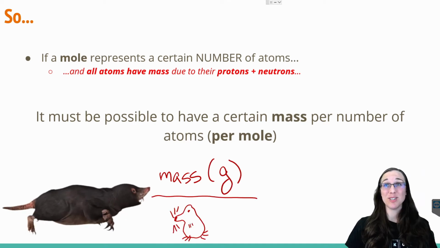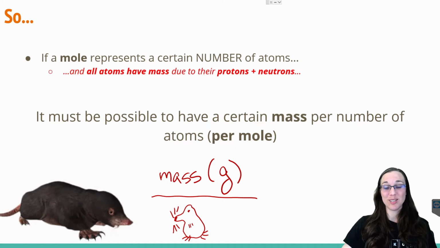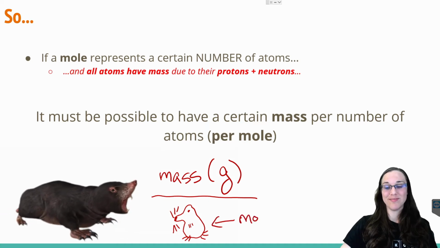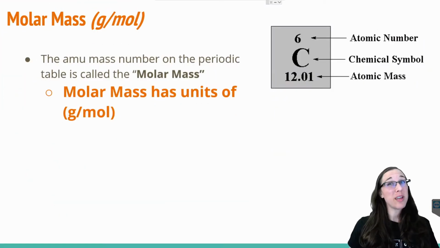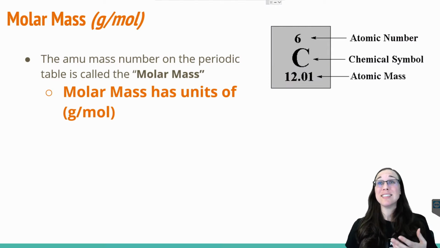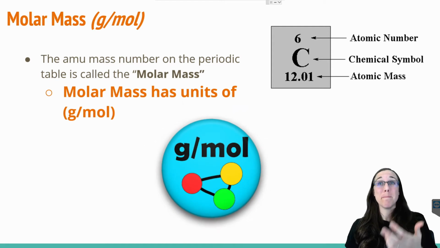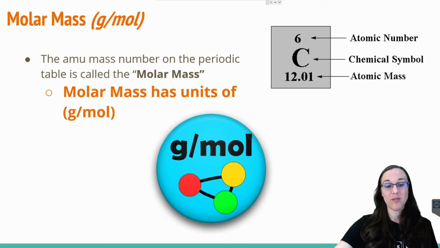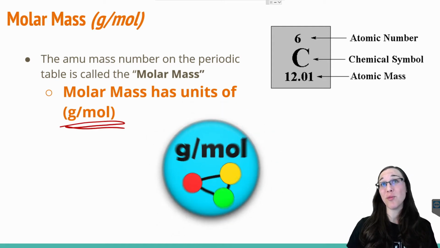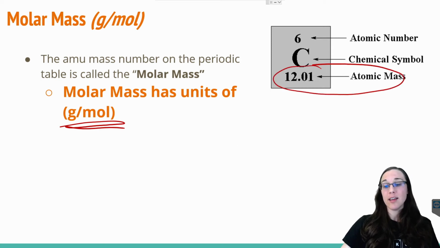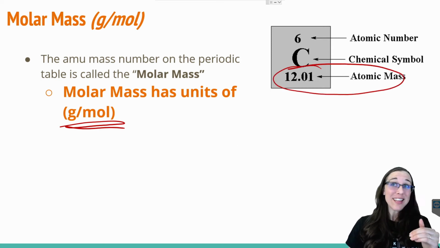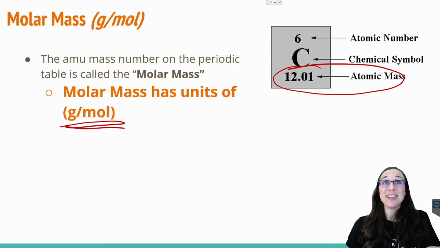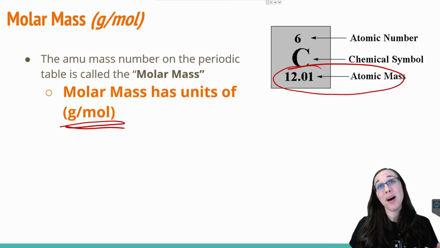Yes, that is my depiction of a mole. Again, I don't claim to be an artist, but that's a mole. So then what do we call that? We call that a molar mass in grams per mole. This is the AMU, the atomic mass unit, that mass number on the periodic table. We call that molar mass. Molar mass has units of grams per mole, just as we saw before. So our atomic mass unit, always the small numbers underneath the element symbol, represents a molar mass for one atom of that atom type.